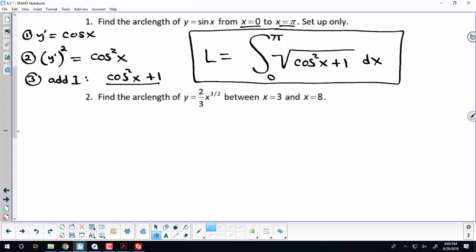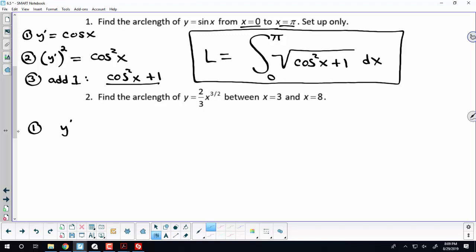Find the arc length of 2/3 x to the 3/2 between 3 and 8. So it always has to specify, right? If we have to stop somewhere, otherwise the answer is infinity. So those are our bounds from 3 to 8. And we just need to figure out what we're inserting under the radical. This is just normally how I do it, so I can keep track of what I'm dealing with.